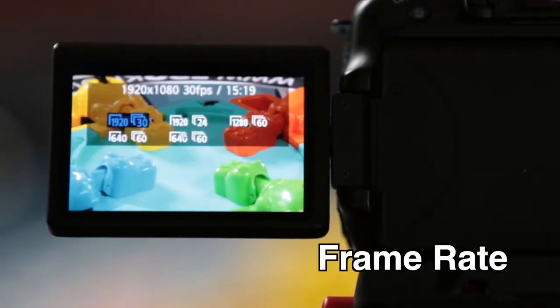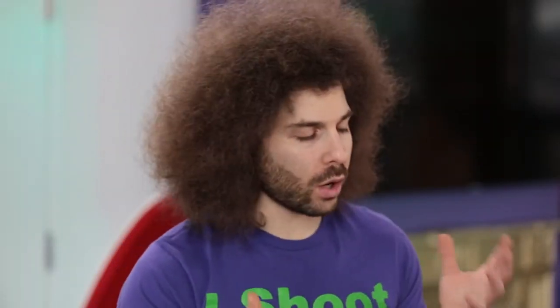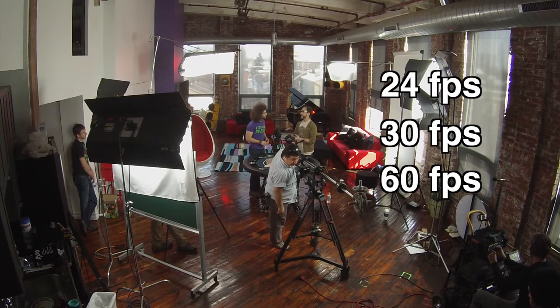Well, we're going to get into frame rate. Our cameras have the ability to be set at different frame rates, and that's what Todd's going to explain. So what are the different frame rates we're going to be working with? The general frame rates that everybody's going to find in their cameras is 24 frames per second, 30 frames per second, and 60 frames per second.